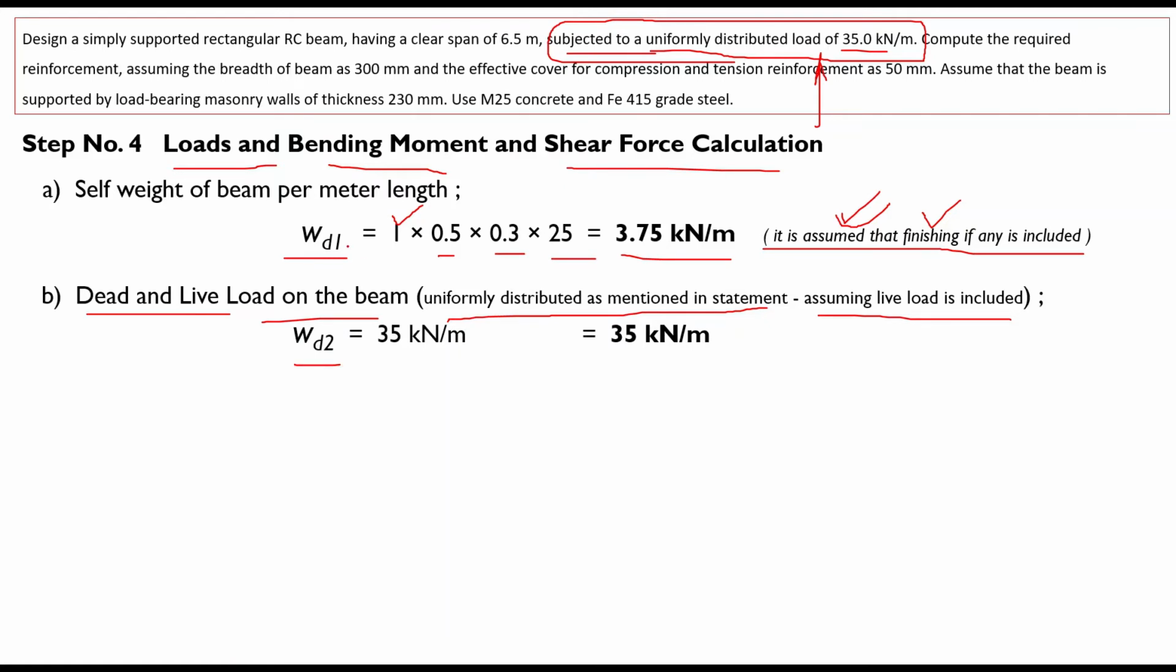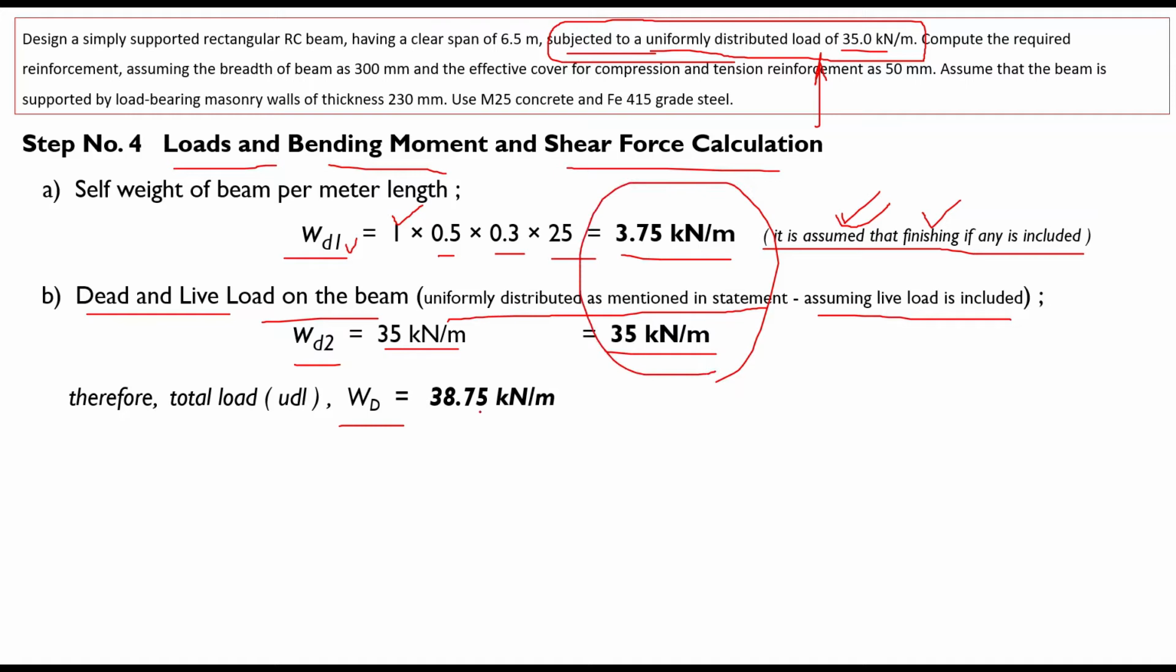Here it was WD1 and WD2. It is 35 kilonewton per meter. So we are able to work out what the total load is, that is WD. Total load is the sum of 35 plus 3.75. When you add them, you will get 38.75 kilonewton per meter.